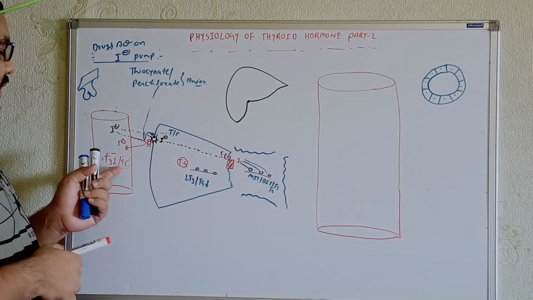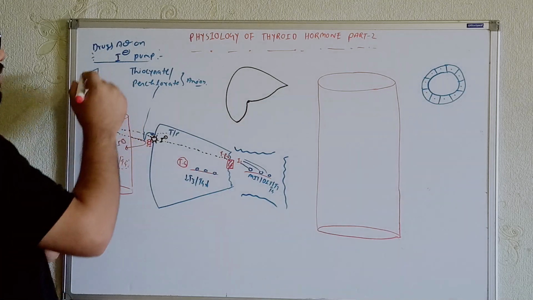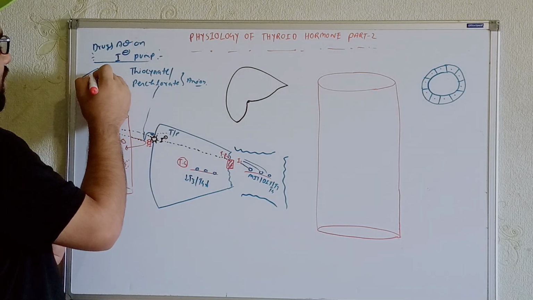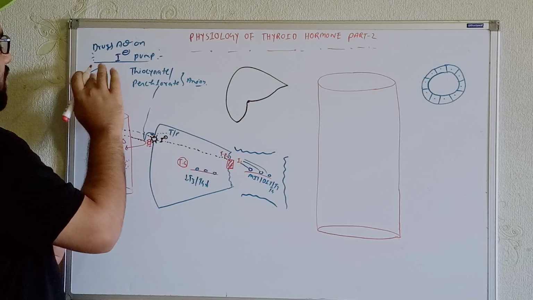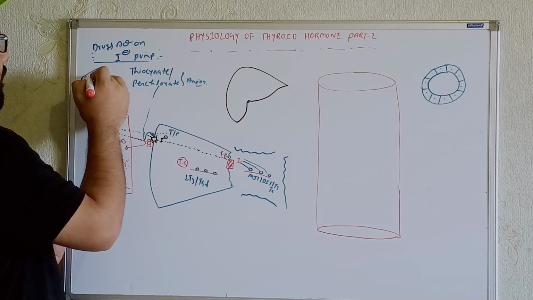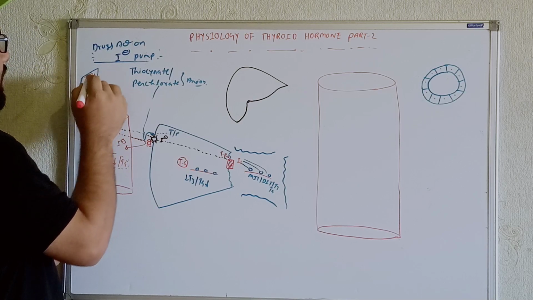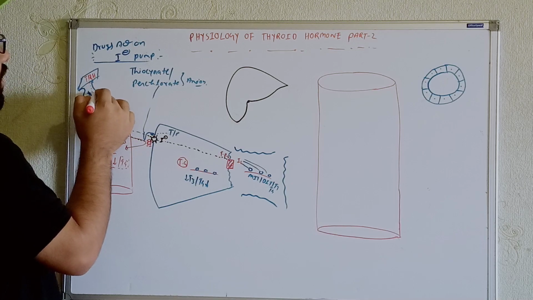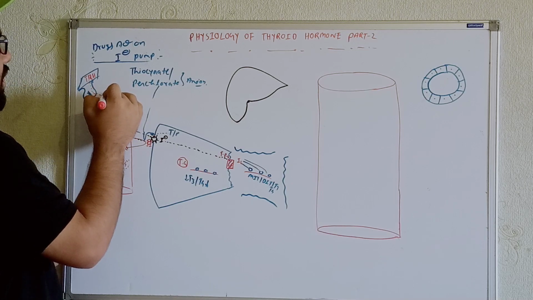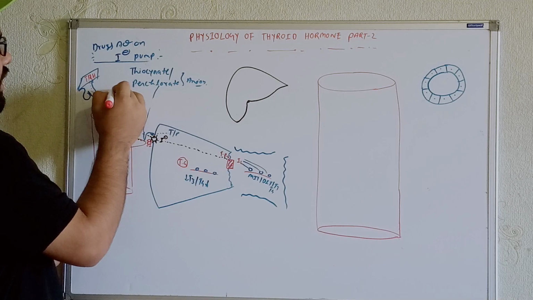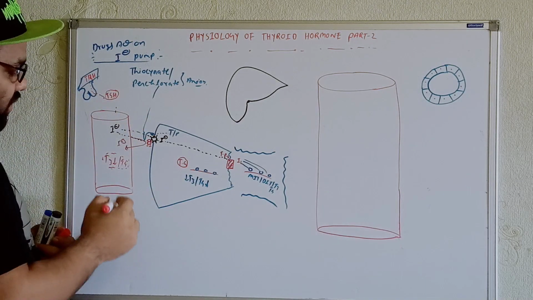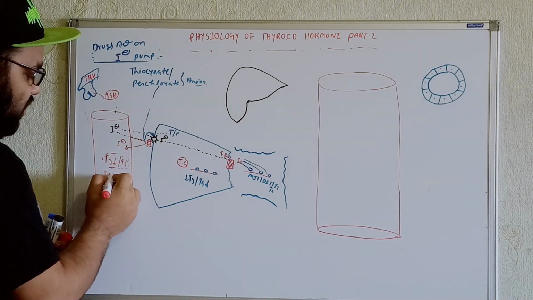Why? Whenever it is less, at first within the hypothalamus, TRH, with the positive feedback, this hormone will be secreted. From here the signal will come to the anterior pituitary, and from here we will get the secretion of what? TSH, thyroid stimulating hormone. So within the circulation the amount of TSH will be elevated.